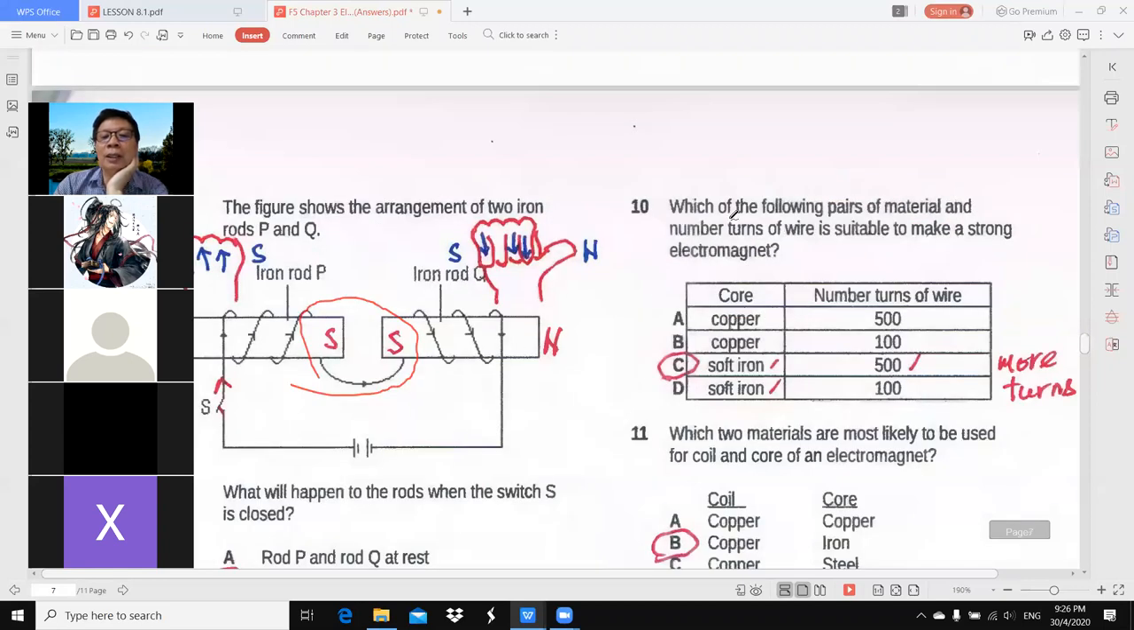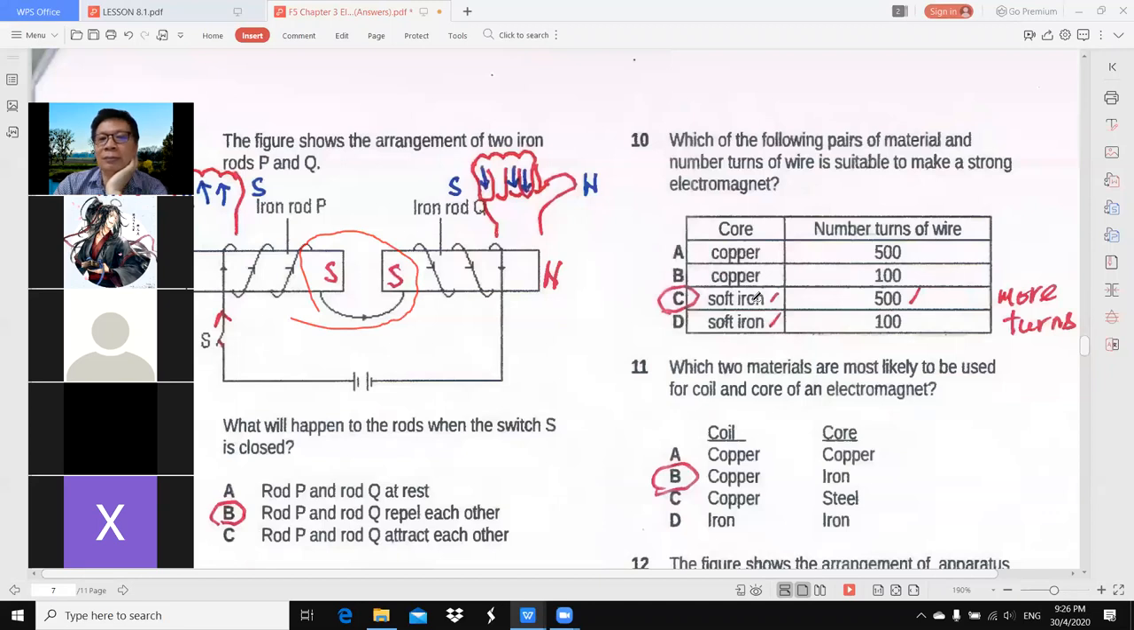Okay, now the core must use soft iron. Number of turns must be more turns. Choose the highest turn of 500. The core means this piece of thing now. Use soft iron. Okay, now I want to ask a question. Why use soft iron now?